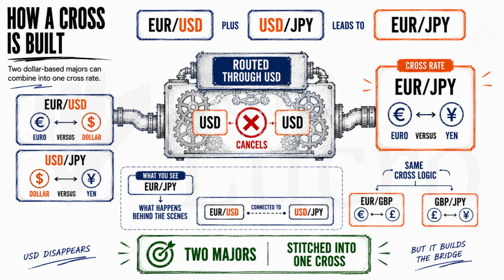You'll run into names like Euro GBP, the euro against the pound, Euro JPY, the euro against the yen, and GBP JPY, the pound against the yen. In fact, these pairs were historically put together by routing 2 majors through the dollar behind the scenes. Euro JPY, for example, is really the euro dollar and the dollar yen stitched into one price.